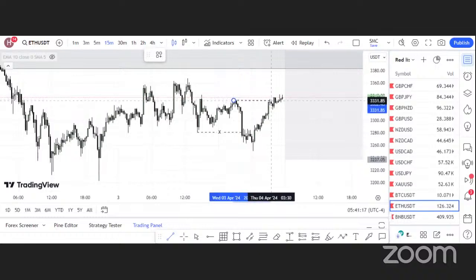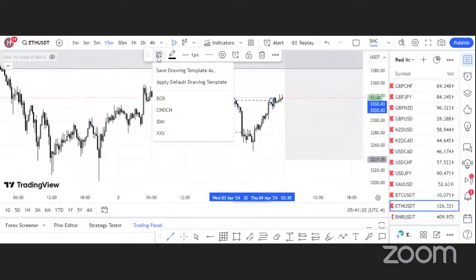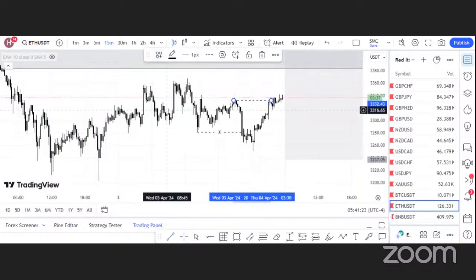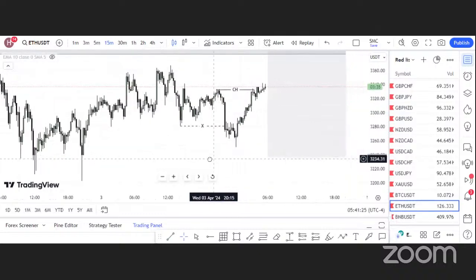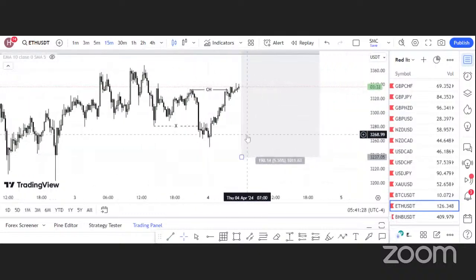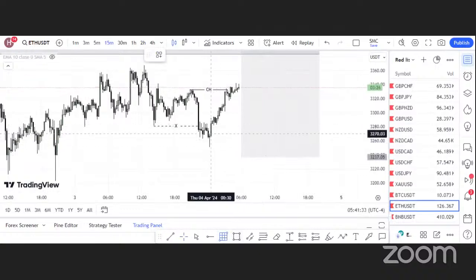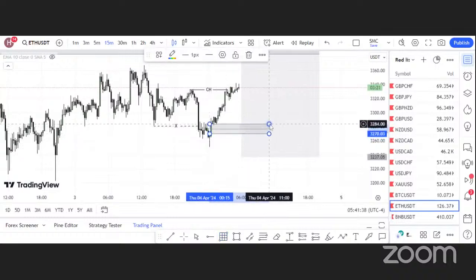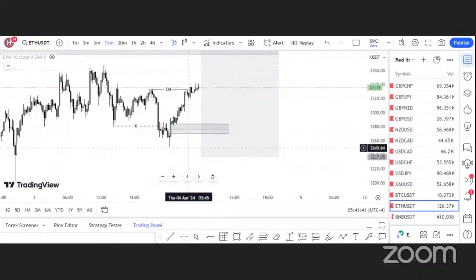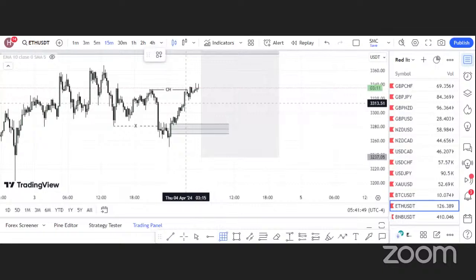Now we have a change of character, and we are expecting the market to continue bullish, right? So areas we have where the market hasn't made a retest from is this low, but I doubt the market will come this far. Okay, so let's just look for closer ones.